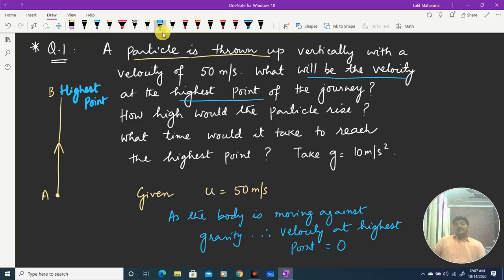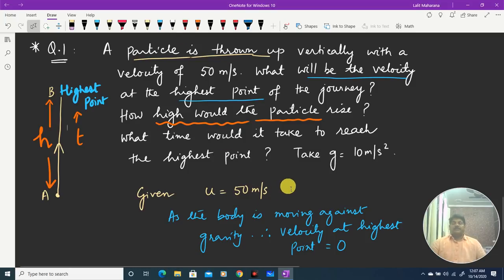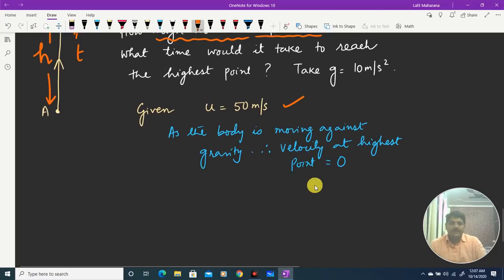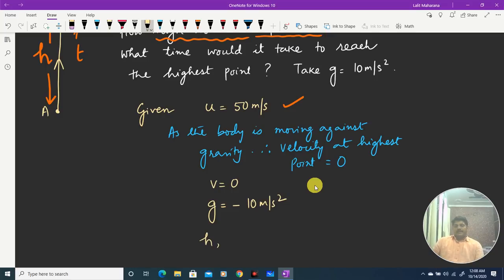Okay, now how high would the particle rise? What are they asking in the second part of the question? The height attained by the body. So we need to find out this height. And the third part is, how much time would it take to reach the highest point? We need to find out the time taken by the body also. So u is given to us, 50 meter per second. Final velocity V is equal to 0. g is equal to minus 10 meter per second square. Just now we talked about that it is going against gravity. We need to find out h and we need to find out t.